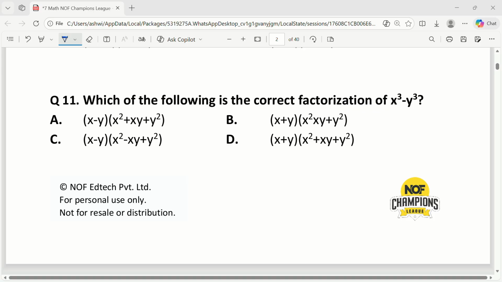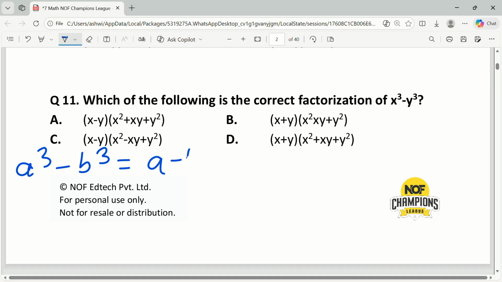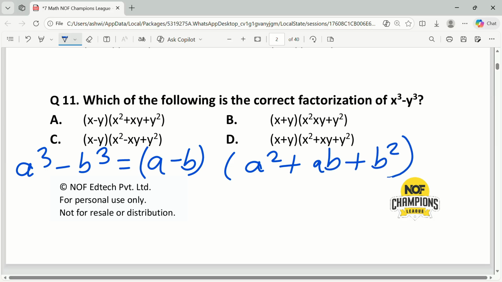Which of the following is the correct factorization for x cube minus y cube? The expression x cube minus y cube is the difference of cubes. The standard algebraic identity for the difference of cubes is given by the formula a cube minus b cube, which is equal to a minus b, a square plus ab plus b square.